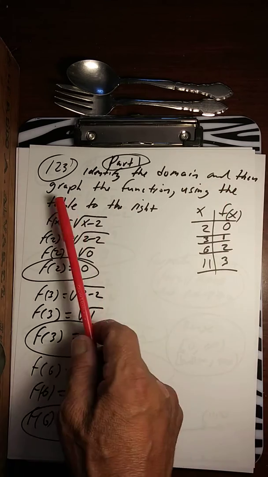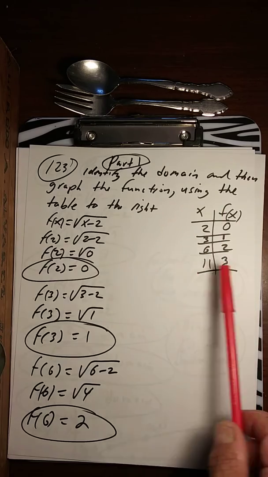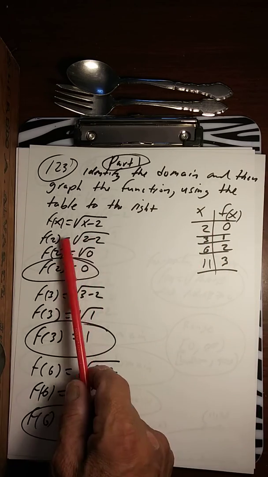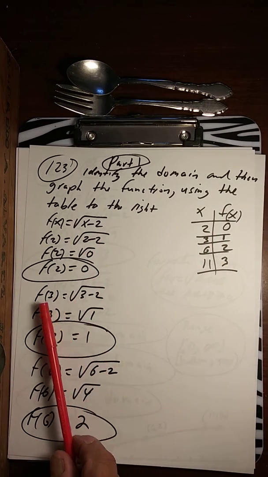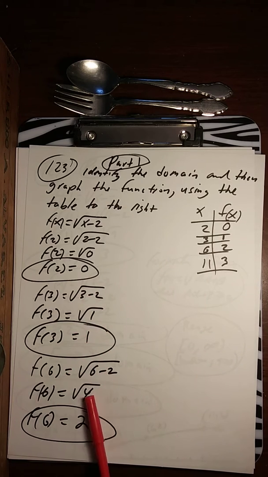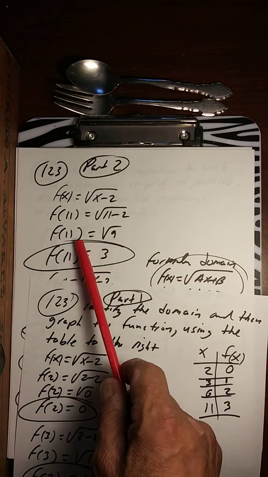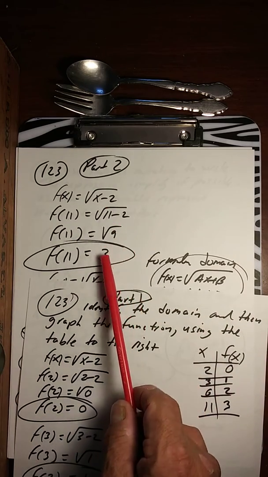Identify the domain and graph the function using the table on the right. There's a table. So put the number in there. 2. 2 minus 2 is 0. Square root of 0 is 0. 3. 3 minus 2 is 1. Square root of 1 is 1. 6. 6 minus 2 is 4. Square root of 4 is 2. Continuing on. 11. 11 minus 2 is 9. Square root of that is 3.